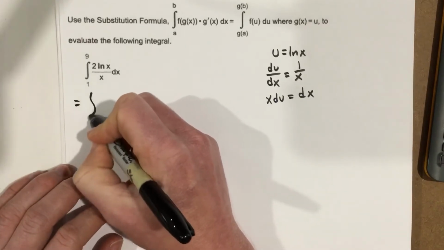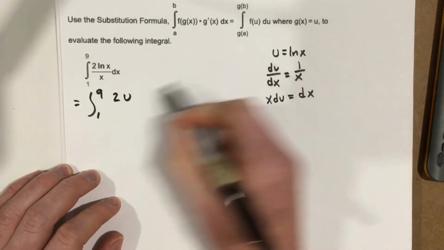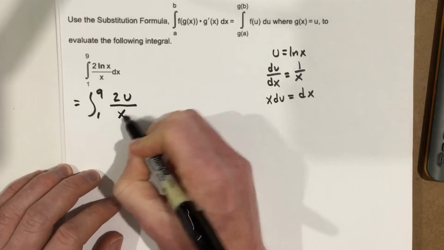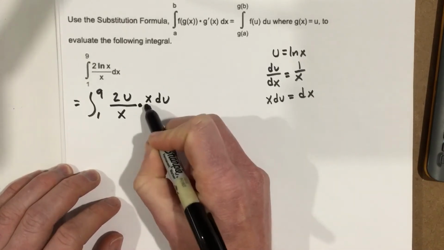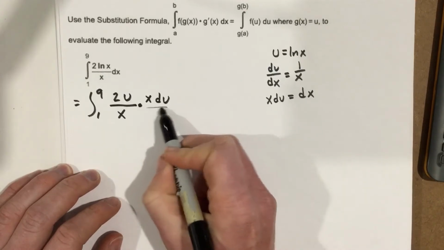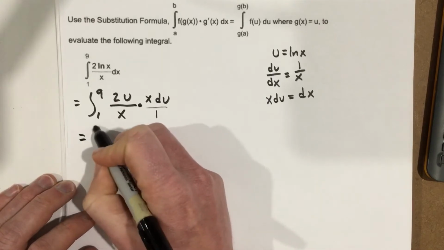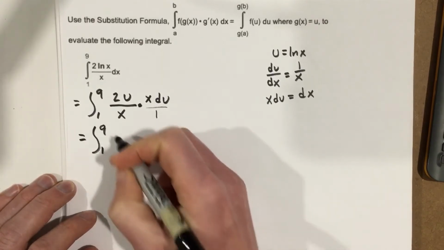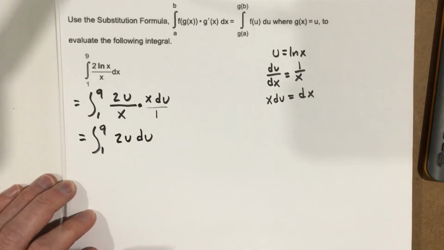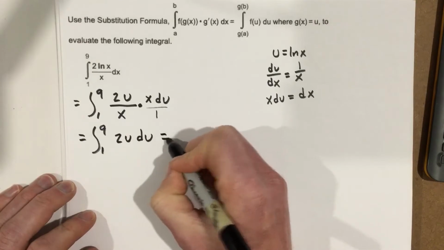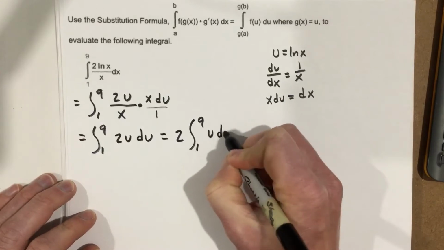So this equals the integral from 1 to 9 of 2u, when we substitute the u in for the natural log x, over x times x du. Remember, this is x du over 1, so the x is canceled there. So we end up being left with the integral from 1 to 9 of 2u du. Now I personally like to bring the 2 out front, so I'm going to say that is 2 times the integral from 1 to 9 of u du.